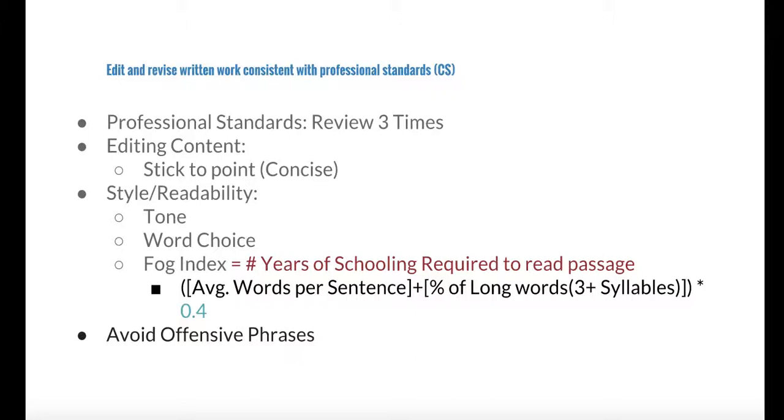And then you'll want to be able to adjust the FOG index according to who the audience is who will be reading it. If they're a more professional audience with more schooling, you can use a higher FOG index. And the last point is to avoid offensive phrases. This is kind of common sense. You just want to make sure that you don't say anything overly offensive or not really nice to maybe a certain group of people or a person.